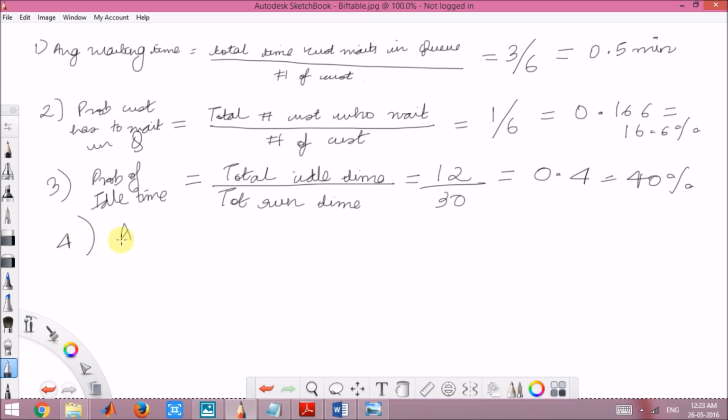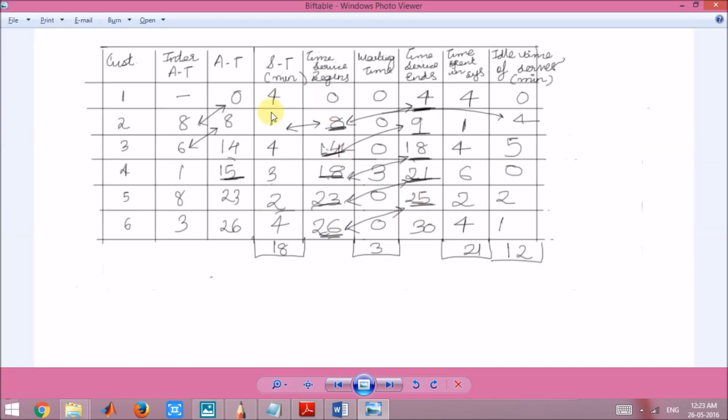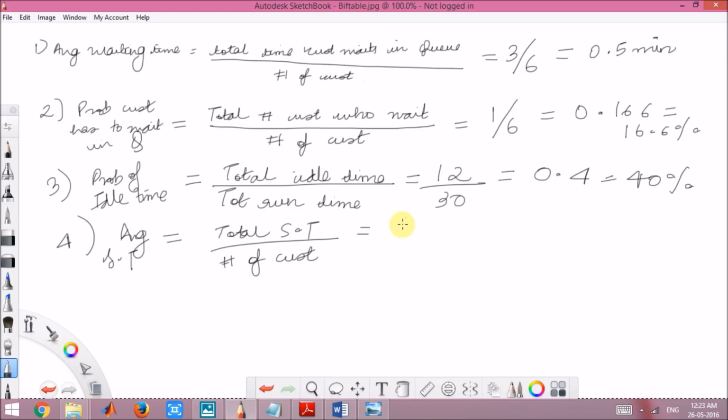The fourth thing that we have to calculate is the average service time. That is given by the total service time divided by the total number of customers. So total service time is 18 divided by number of customers 6. So that gives me 3 minutes.